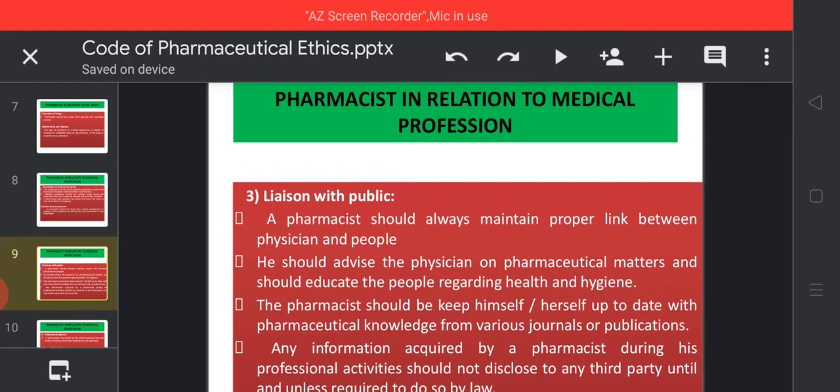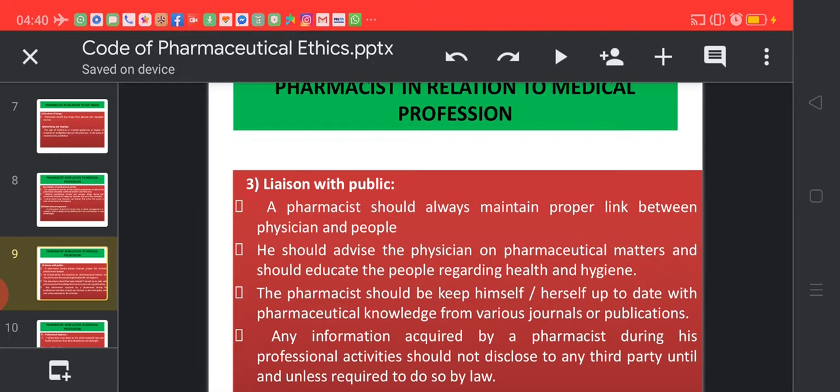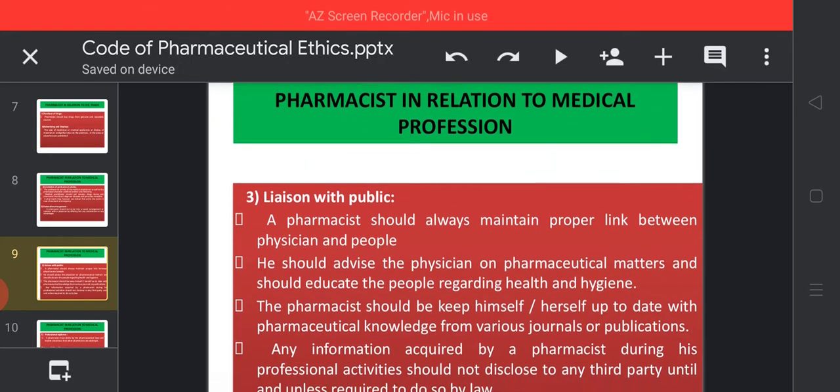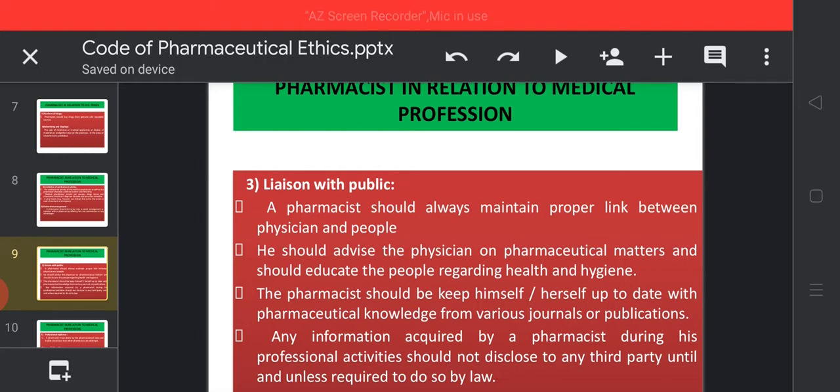Pharmacist in relations to medical professions means license with public. पहली चीज तो pharmacist should always maintain a proper link between physicians and between people. Pharmacists should advise the physicians on pharmaceutical matters and should educate the people regarding healthcare and hygiene.